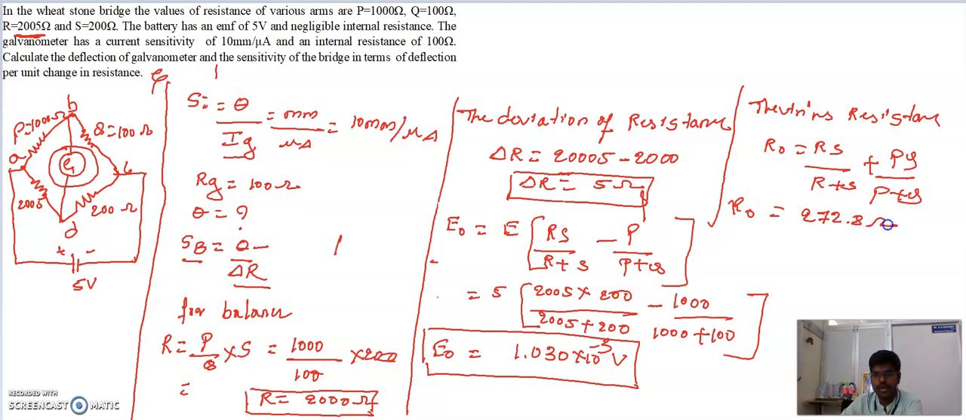So calculate this, substituting the values of P, Q, Rs. No doubt that R should be the given value. It's not the actual value of the resistance that we got for the balanced equation. Right. So we got the value of E naught and R naught. Let us draw the Thevenin's equivalent circuit and find the value of current flowing through the galvanometer.